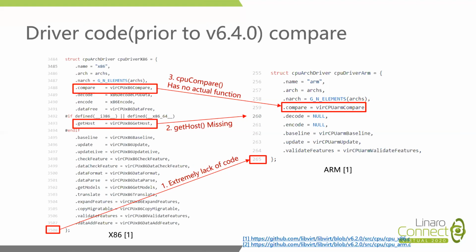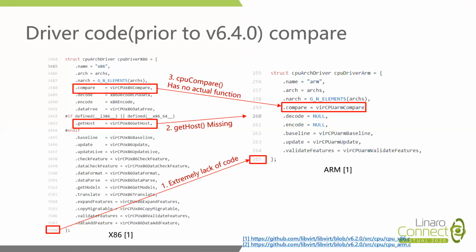The second one is the missing getHost function. This function is used to provide host CPU details, and this information is used to track whether the host is suitable for VM migrations.